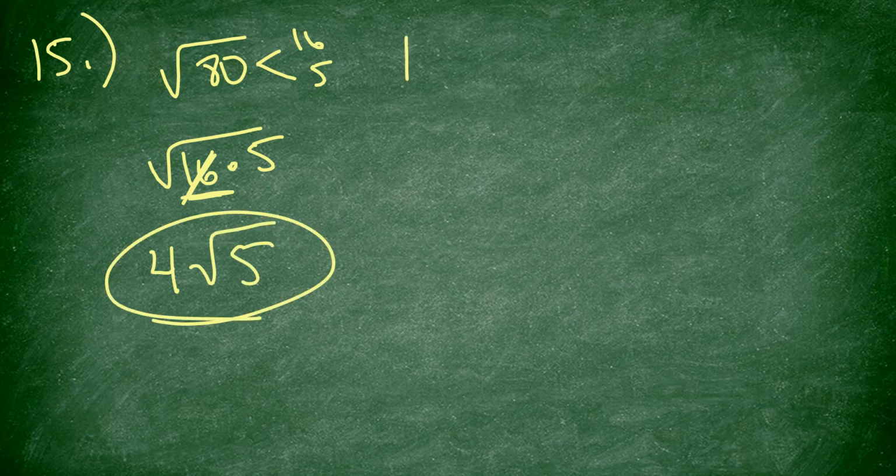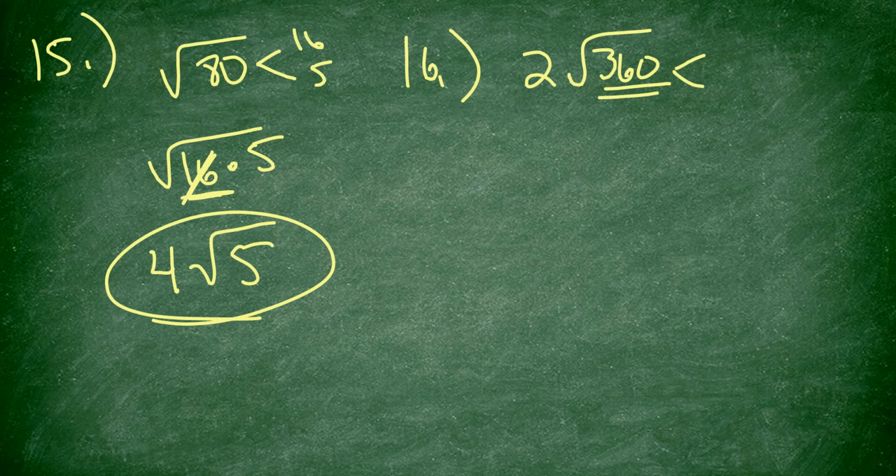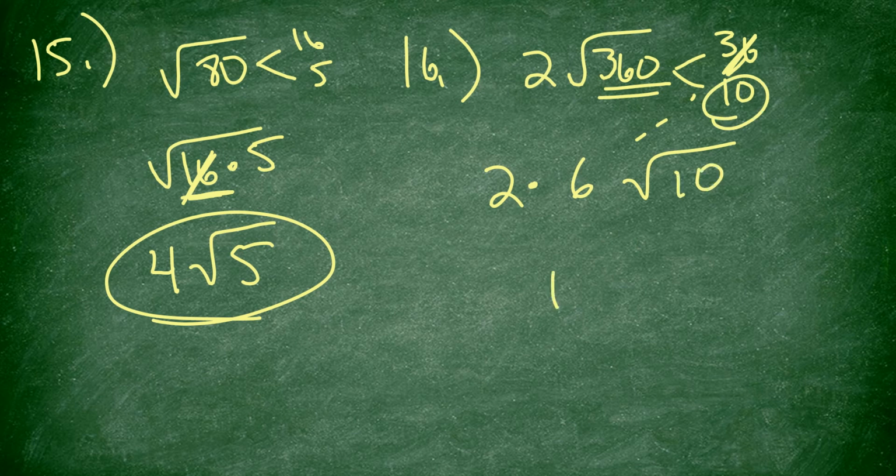That's it. 16, we have 2 square roots of 360. Same thing, 360, not a perfect square. But I can rewrite it as 36 times 10. 36 is a perfect square. So this 2 is still hanging out. This 36 right here turns into 6 right there. This 10 stays in jail forever. Final answer is 12 square roots of 10.